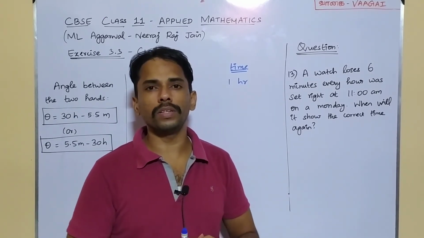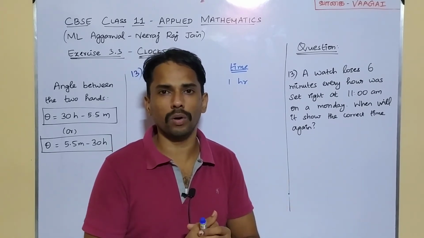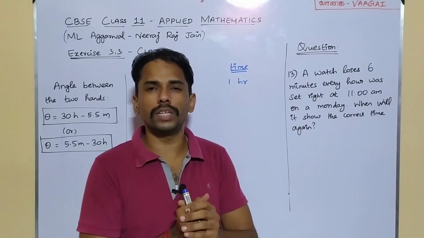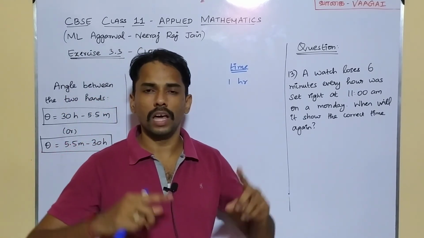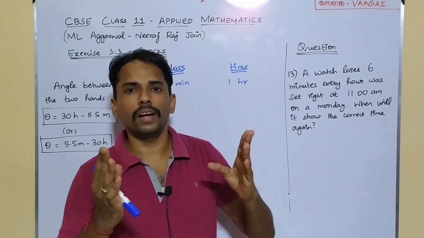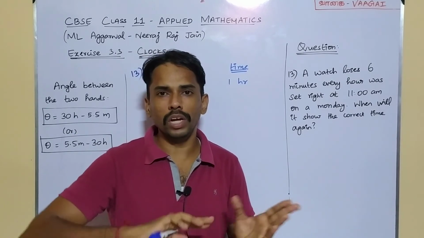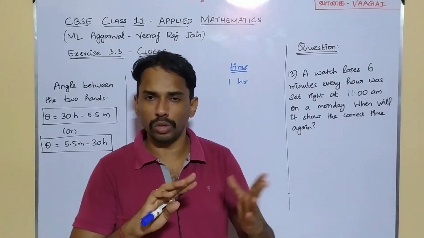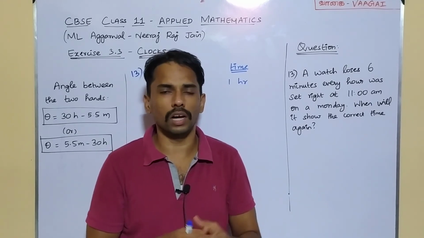At some point both of them will show the same time. Both will coincide. What do we mean by both coinciding with the same time? At that time they will both show the same time. That means they would have a 12 hour difference between them. Do you understand the point? Only when you have a 12 hour difference between both these clocks will they show the same time.